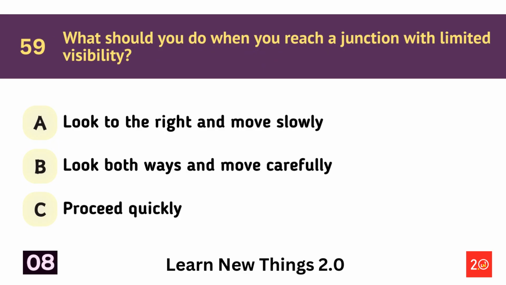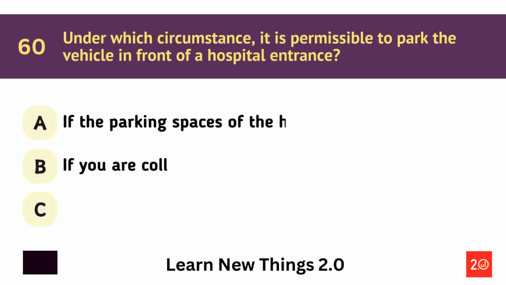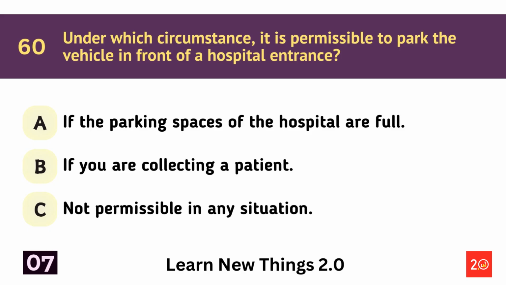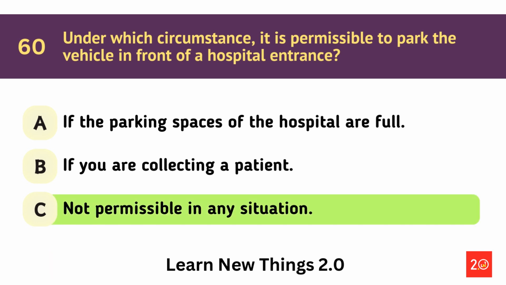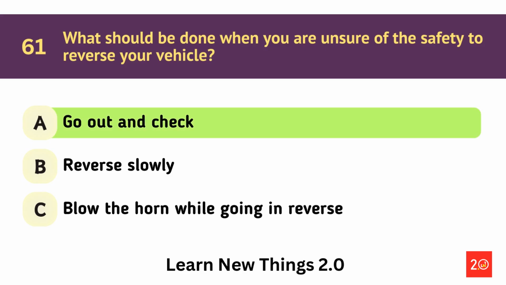What should you do when you reach a junction with limited visibility? Look both ways and move carefully. Under which circumstance it is permissible to park the vehicle in front of a hospital entrance? Not permissible in any situation. What should be done when you are unsure of the safety to reverse your vehicle? Go out and check.